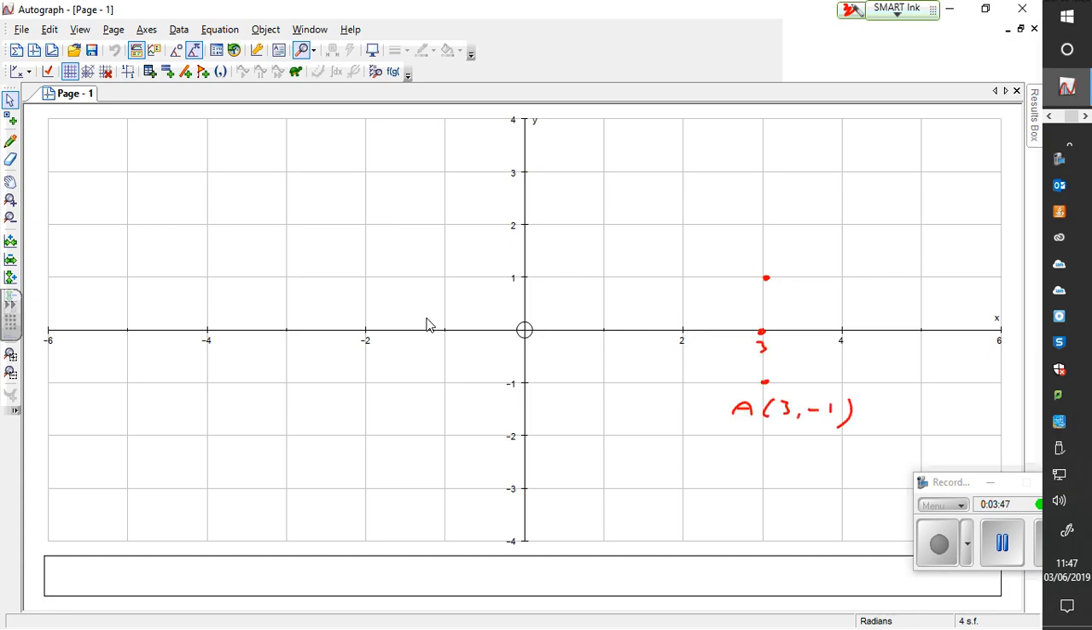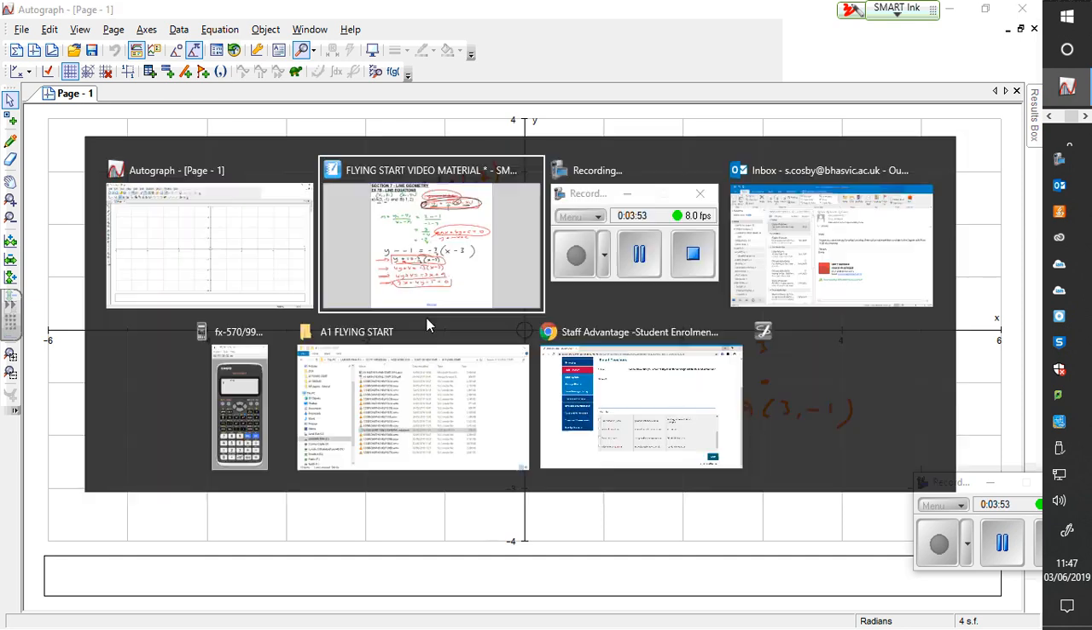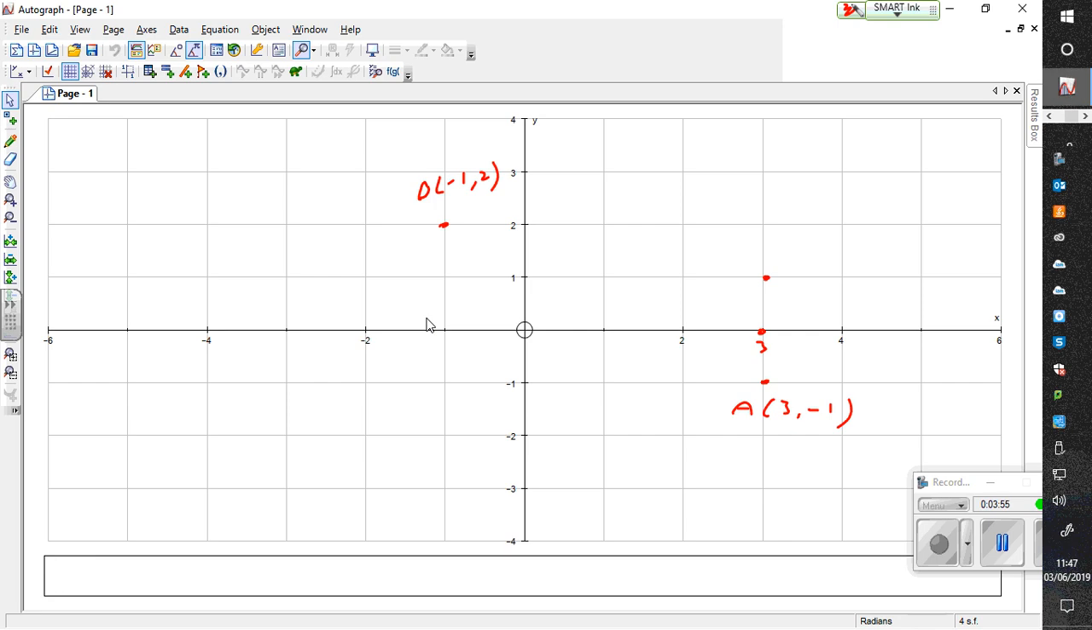So a is (3, -1), and b was (-1, 2). Just double check that. Cool. And then we have a line going through that, connecting them, so like this, okay?